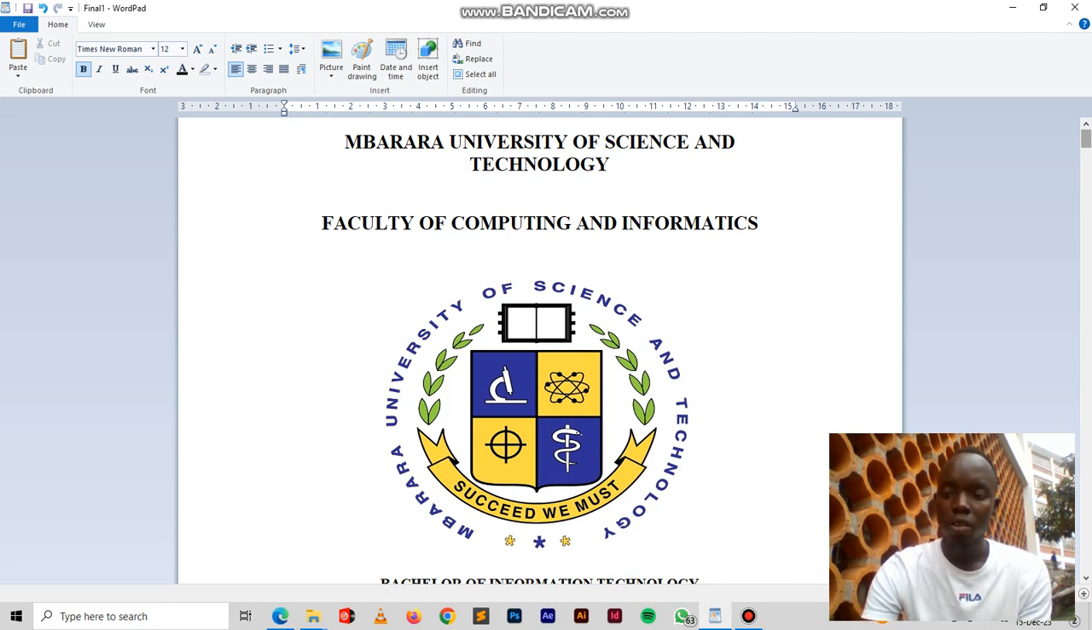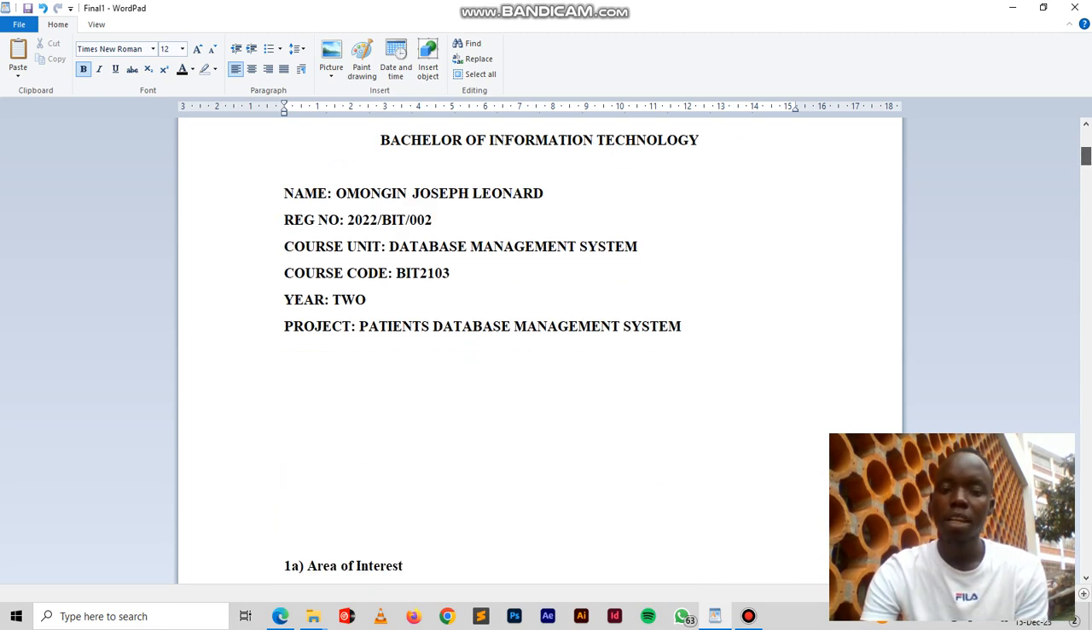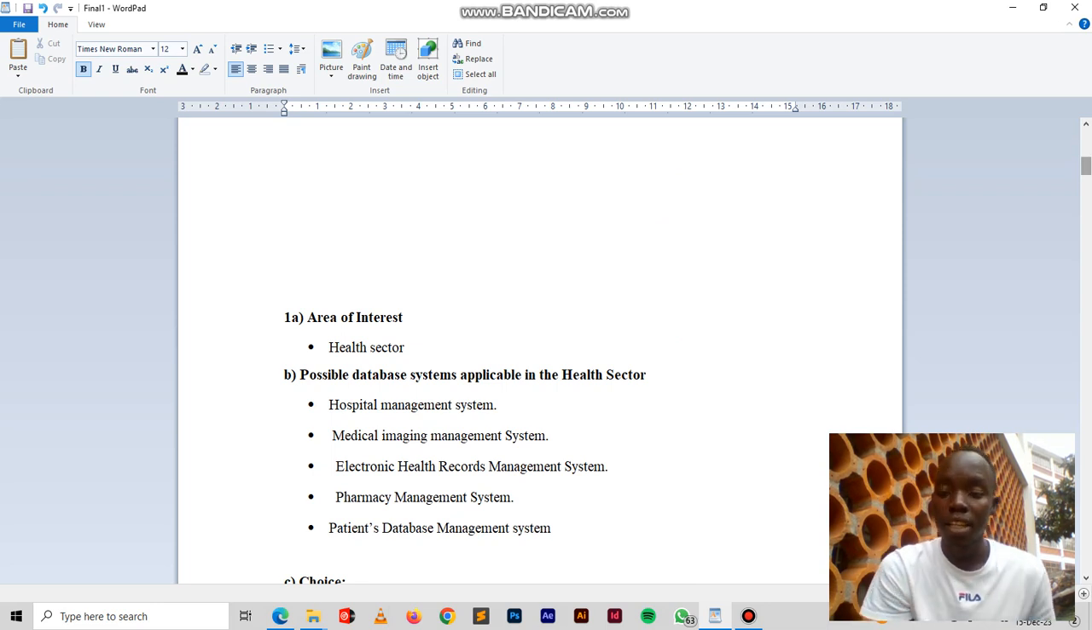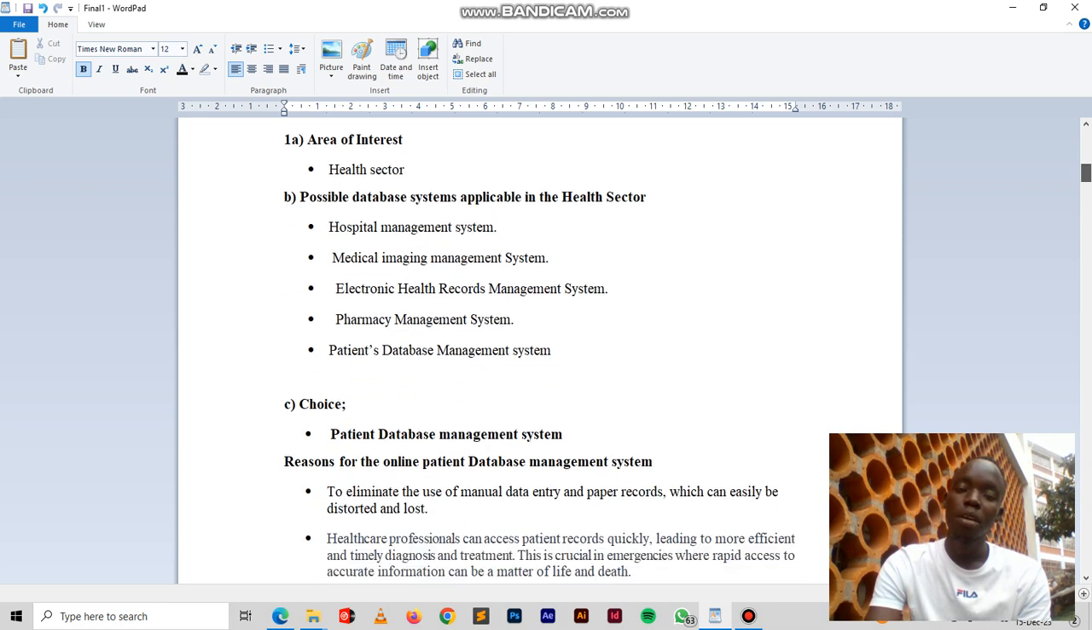I'm going to be working on a patients database management system, and this system is under the health sector. The possible database management systems in the health sector include hospital management system, medical imaging management system, electronic health records, pharmacy management system, and patients database system. My choice was the patients database management system.